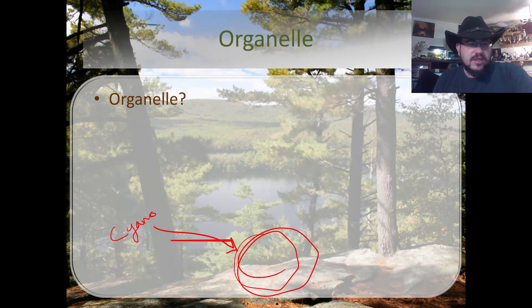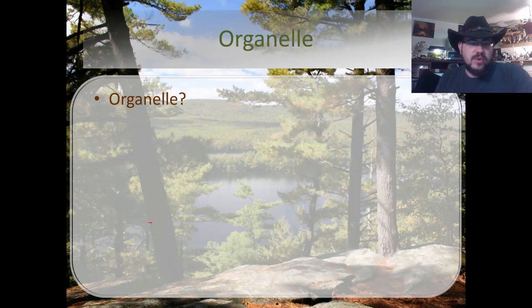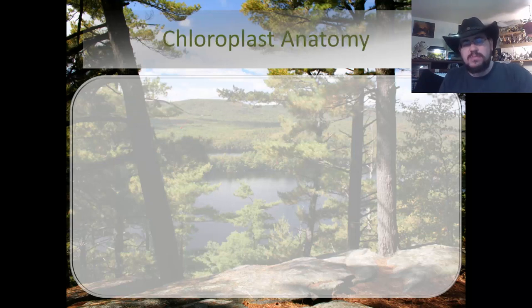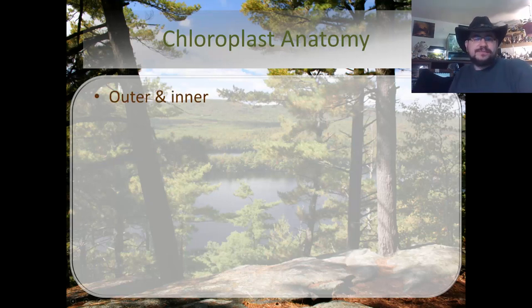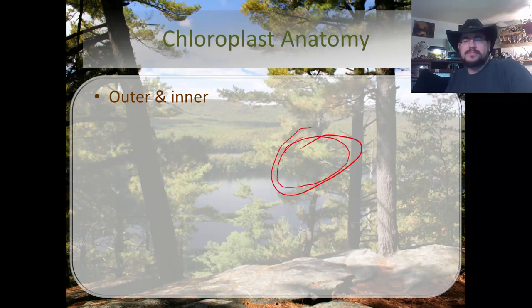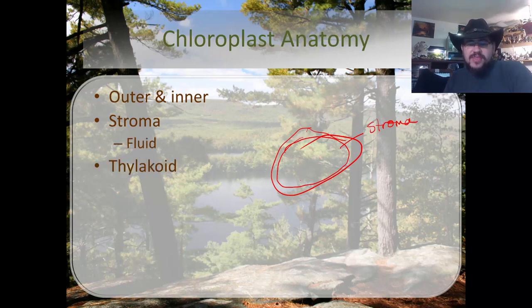All right. So, the organelle that does photosynthesis, which one is it, people? Say it with me. Yes, you said it correctly. It's the chloroplast. So, let's hit the chloroplast anatomy more specifically so that we can talk about photosynthesis in the chloroplast. It has an outer membrane and an inner membrane. The fluid inside is stroma. Right? Remember, the mitochondria had mitochondrial matrix. The chloroplast has stroma. And then we have these little green poker chips in there.